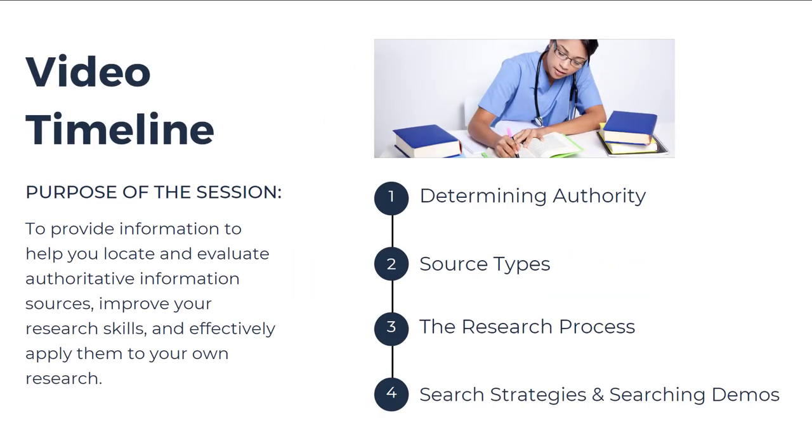The purpose of this video is to help you find and evaluate authoritative information sources. We will cover four main areas: determining the authority of a source, learning about different source types, how to start the research process, and finally how to search, and searching demos.